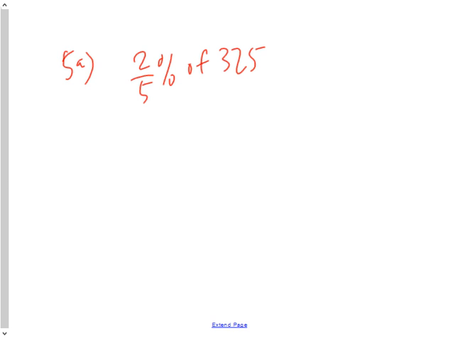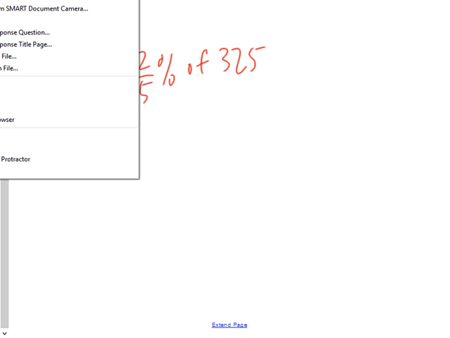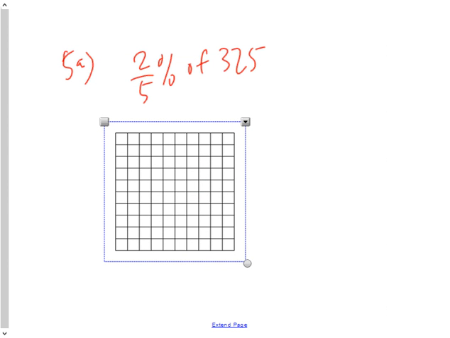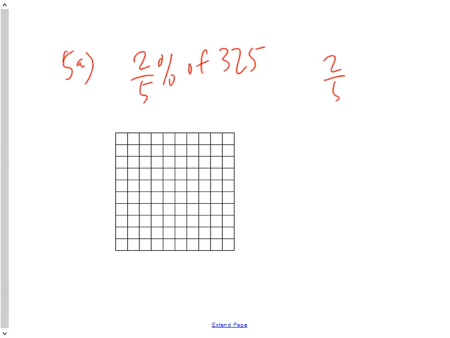So I'm going to insert a table. I'm going to make it 10 by 10, and I'm going to reduce that down a little bit and bring it down here. So 2/5%. Now remember, 2/5% is not the same thing as 2/5. Because if I was to shade in 2/5 of this with my highlighter, 2/5 would be roughly that much. That's 1/5. That's 2/5. That would be 2/5, which is actually 40% of something. But that's not what this question says.